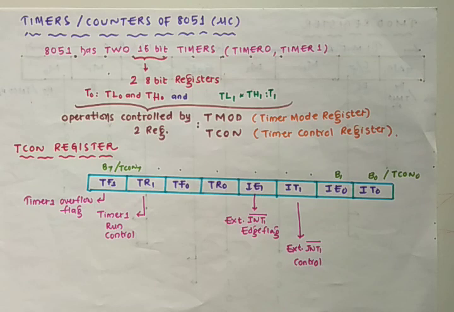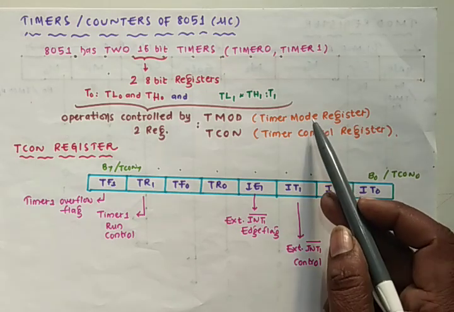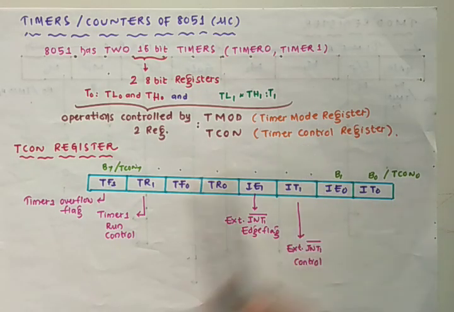Timer mode register. TCON is nothing but a timer control register, which is going to describe the mode of operation, and how timer 1 and timer 0 are going to be controlled by this TCON register.